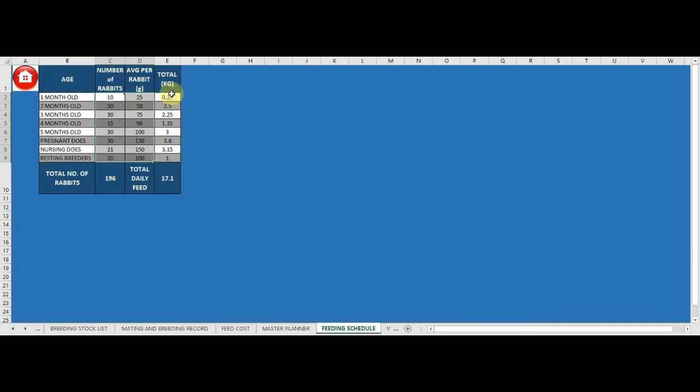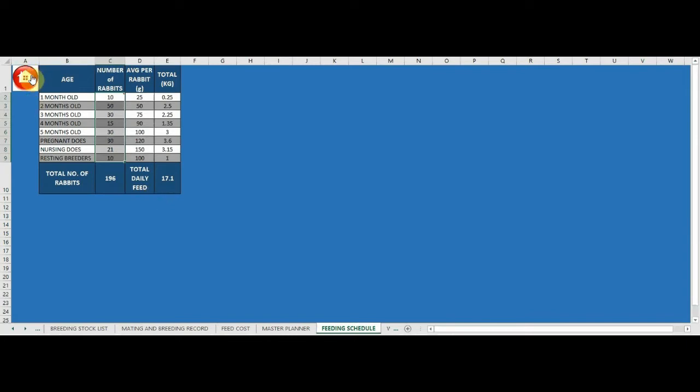So if you have different feed for these ages, you have to make sure you measure them like this. I mean, you have to make sure you are giving your animal the maximum feed that they need for good growth. So at the end of the day, you know you are going to be feeding 17 kilo per day if you have all these rabbits. This also helps you to know the number of rabbits you have available, which over here shows 196 rabbits available. Okay, it helps you with all these numbers and stuff.